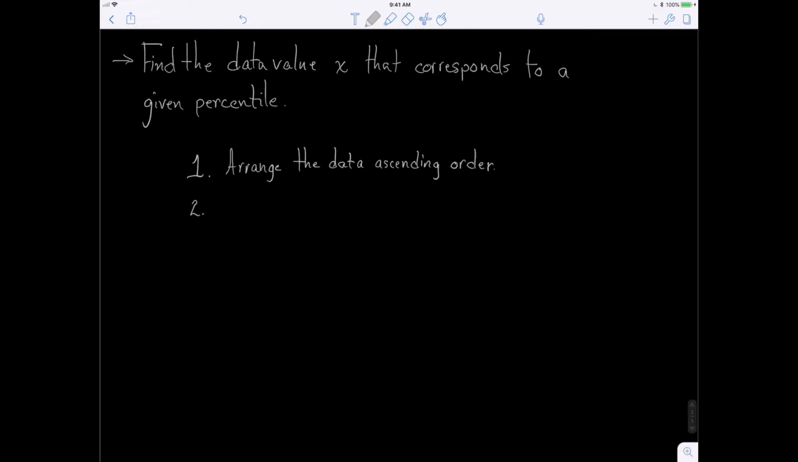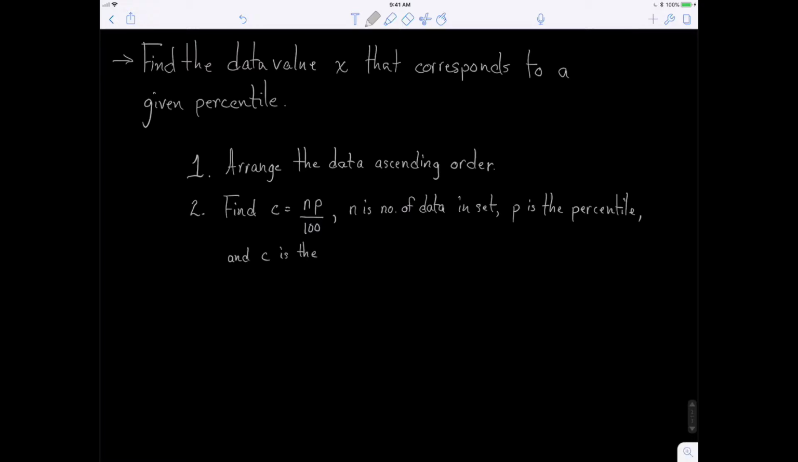That's one. Number 2 is find C equals N times P divided by 100, where N is the number of data in the set, P is the percentile, and C is the position of the data value. We'll see how that works in a moment.